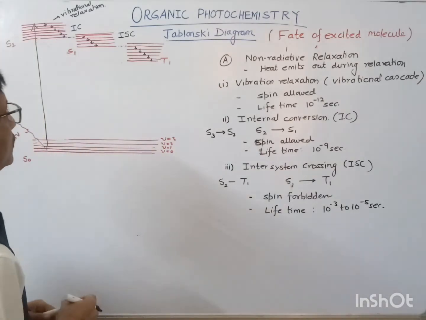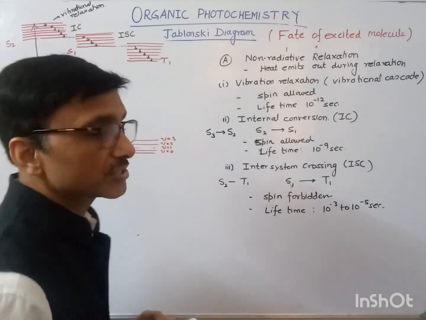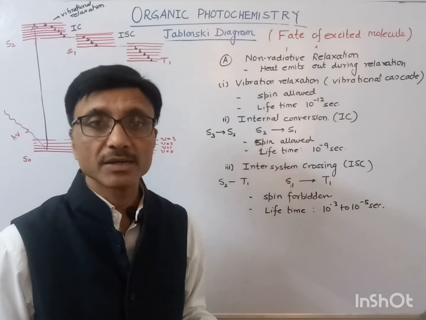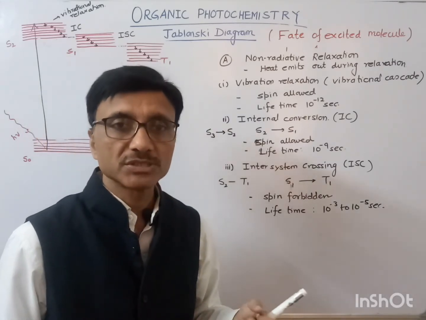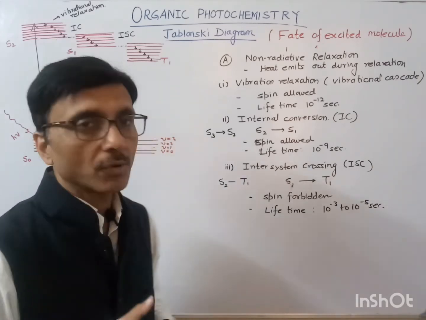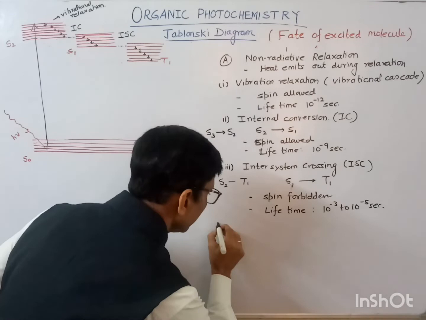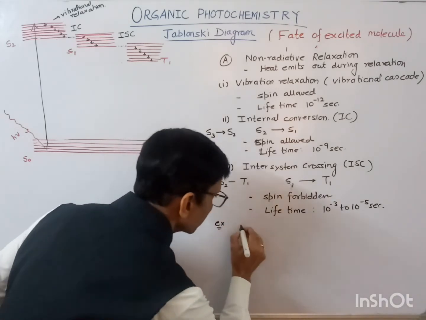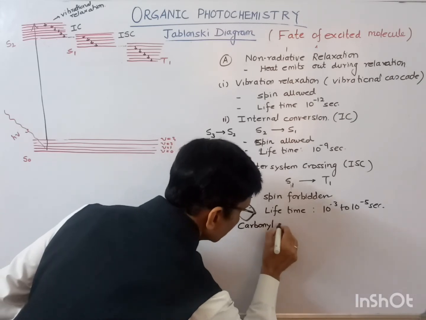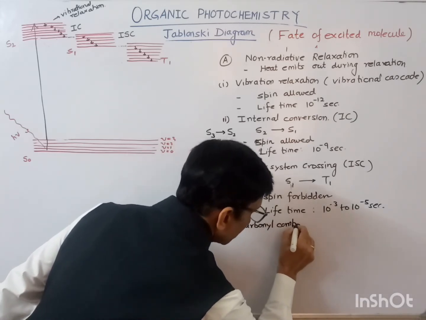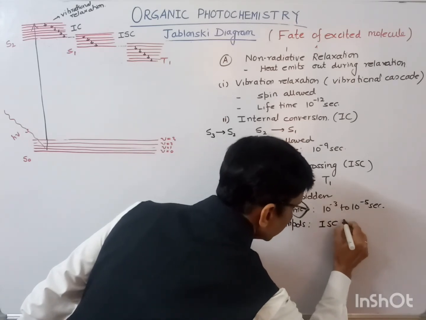Now there are some molecules where intersystem crossing is very efficient, and some molecules where it is not so efficient. In carbonyl compounds, intersystem crossing is very efficient. So if we see an example of carbonyl compounds, ISC is very efficient.